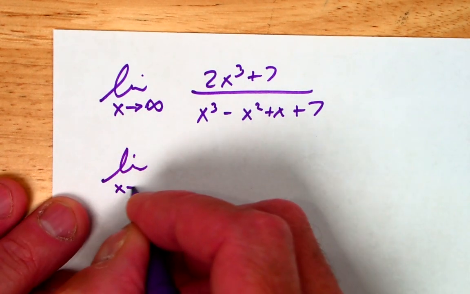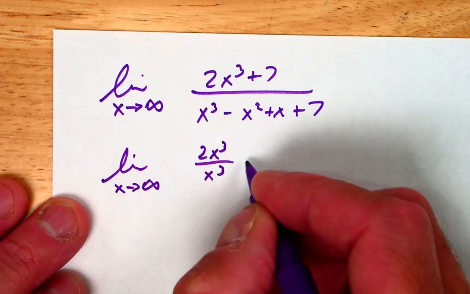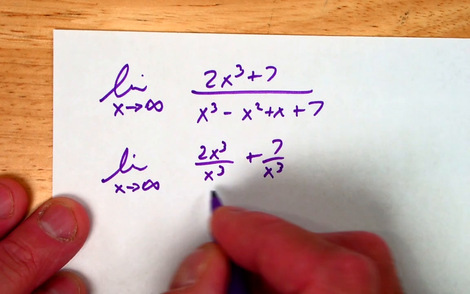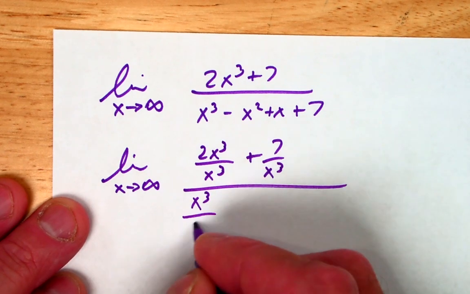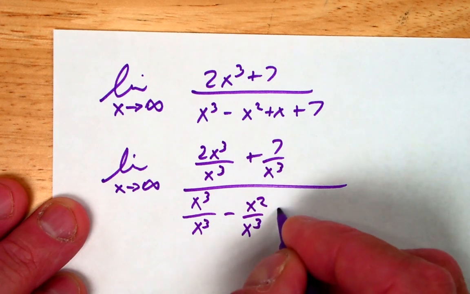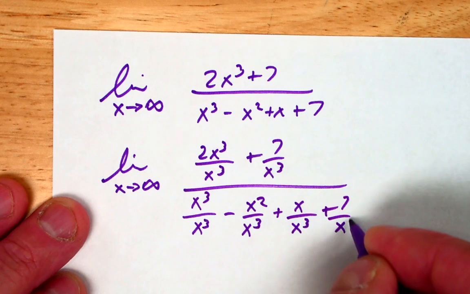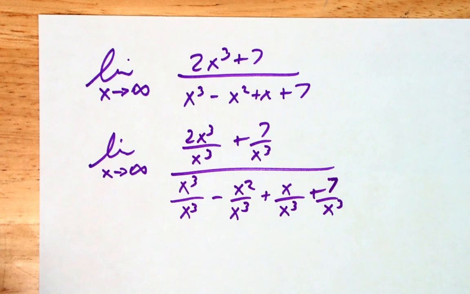Limit as x approaches infinity of 2x to the third over x to the third plus 7 over x to the third over x to the third, minus x squared over x to the third plus x over x to the third plus 7 over x to the third. What allows us to do that? Well, we're multiplying the top by 1 over x to the third, and we're multiplying the bottom by 1 over x to the third. Totally legal.